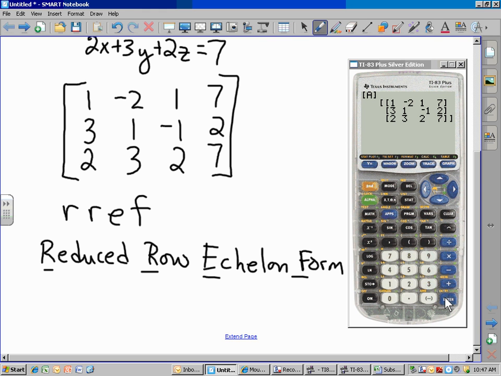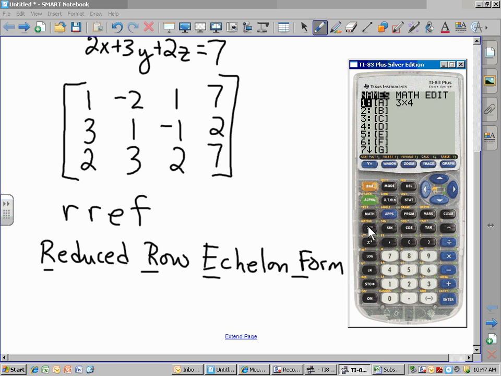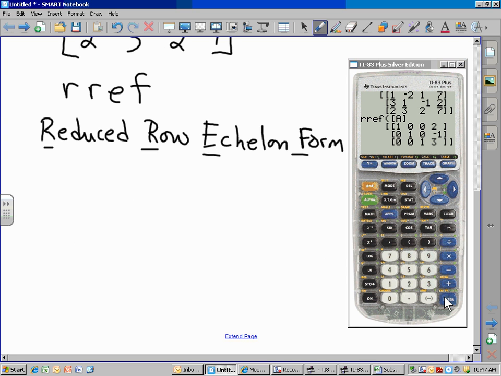All right, so under matrix again, second matrix, we go to the right to the math key. Under math, there's a lot of things we can do. If we scroll down, we have REF and RREF. We want RREF, so we pick B. And then it asks what matrix would you like to do this to? We're going to do it to matrix A. So we hit second matrix, and we choose the name A. And then we hit enter. And this is what we get out of it. So let's write this down. We get the matrix 1, 0, 0, 2, 0, 1, 0, negative 1, and 0, 0, 1, 3.